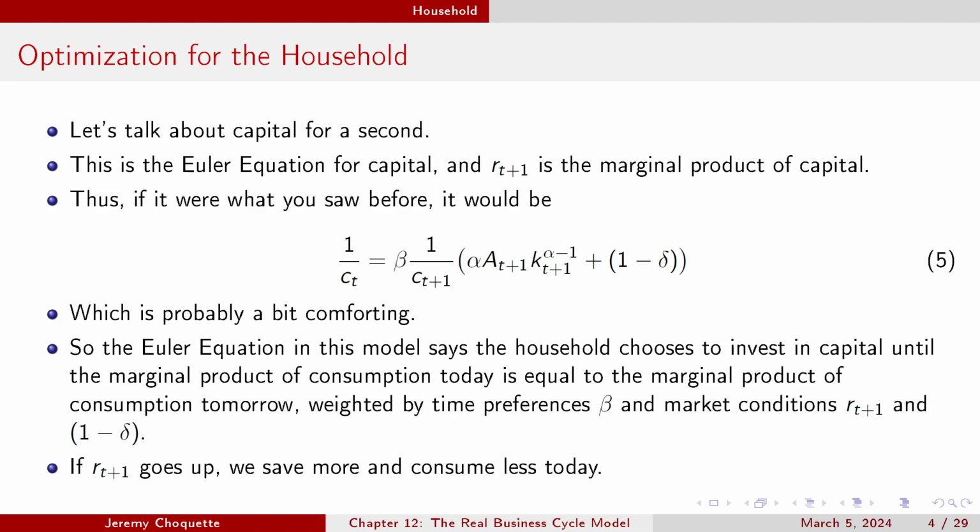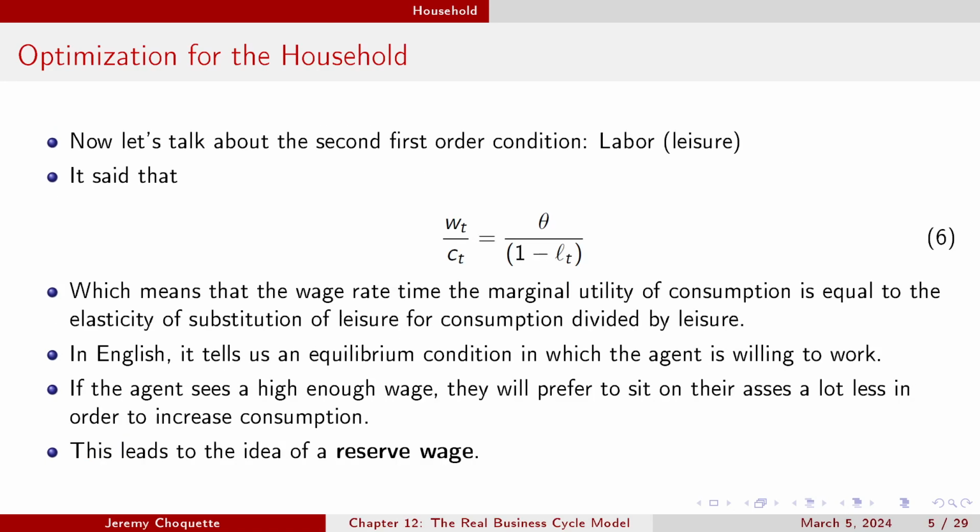So this equation is telling me that the household chooses to invest in capital up until the point the marginal utility of consumption today is equal to the marginal utility of consumption tomorrow, weighted by time preferences, market conditions, and depreciation. So if R_{t+1} goes up, then that means we're going to save more and consume less today so that we can consume more tomorrow. So that was for capital.